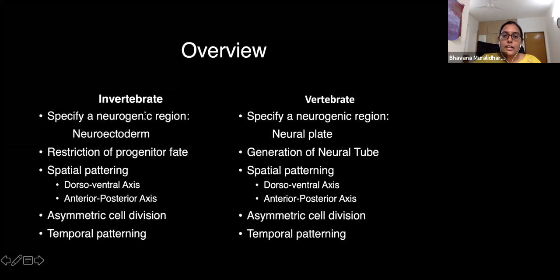This is the overview of the entire class, where Sonia has already covered the invertebrate part of nervous system development, and I'm talking to you about the vertebrate nervous system. We both started by saying how a neurogenic region is specified in the developing embryo, and some of this is conserved across evolution. In the vertebrate, there is the neural plate and the formation of the neural tube, followed by spatial patterning across several axes, the anterior-posterior and the dorsoventral. And today in my talk, I'll be talking about cell division and temporal patterning.